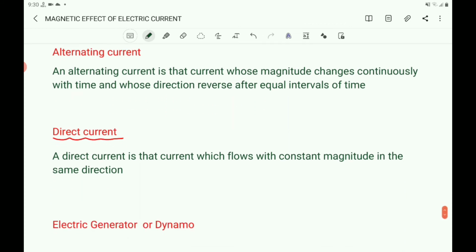Then what is direct current? A direct current is that current which flows with constant magnitude in the same direction. What is DC? DC is a current which flows with constant magnitude in the same direction.